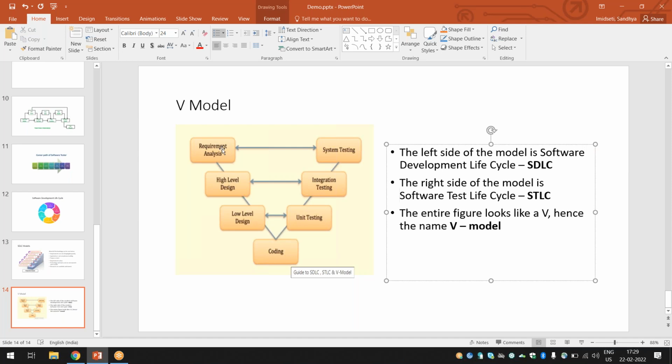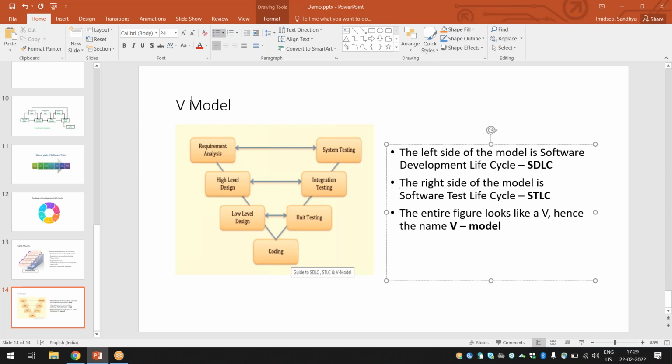So the left side of the activities in this SDLC, okay, and coming to the right side, it will be like the STLC, software testing lifecycle. What is software testing lifecycle? This is very, very important. In upcoming sessions, I am going to describe it.